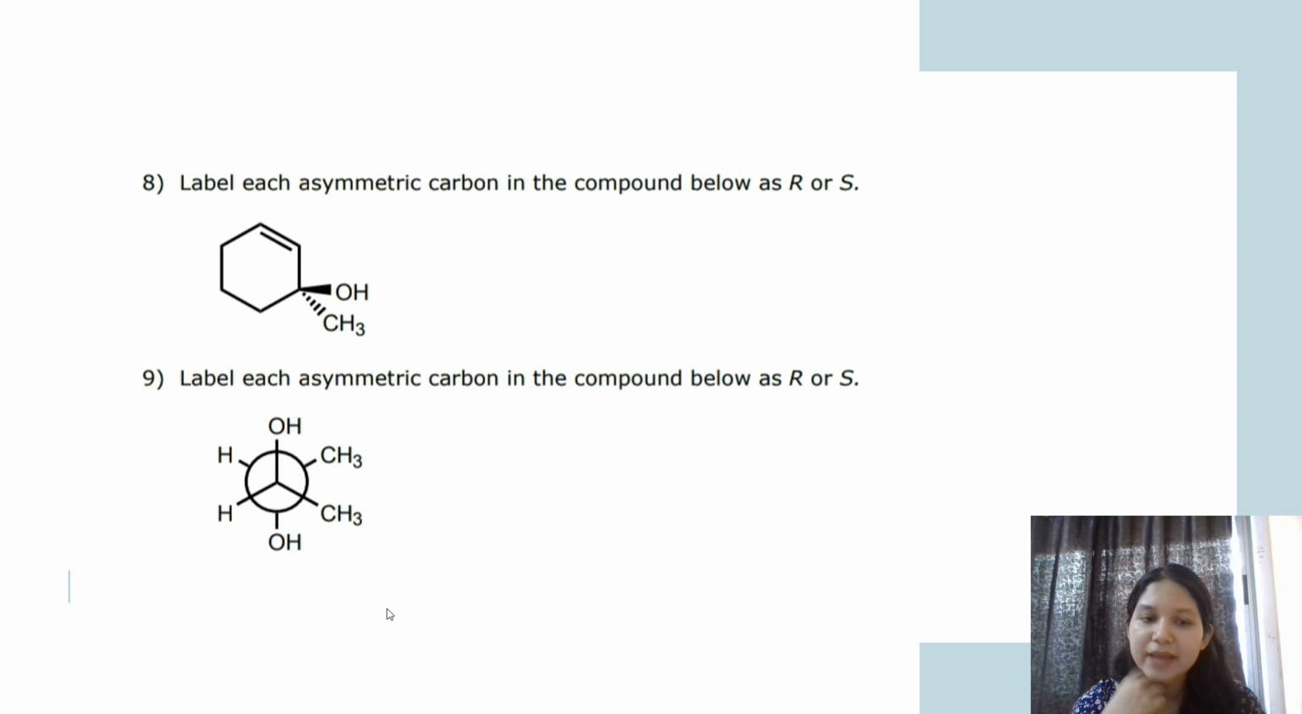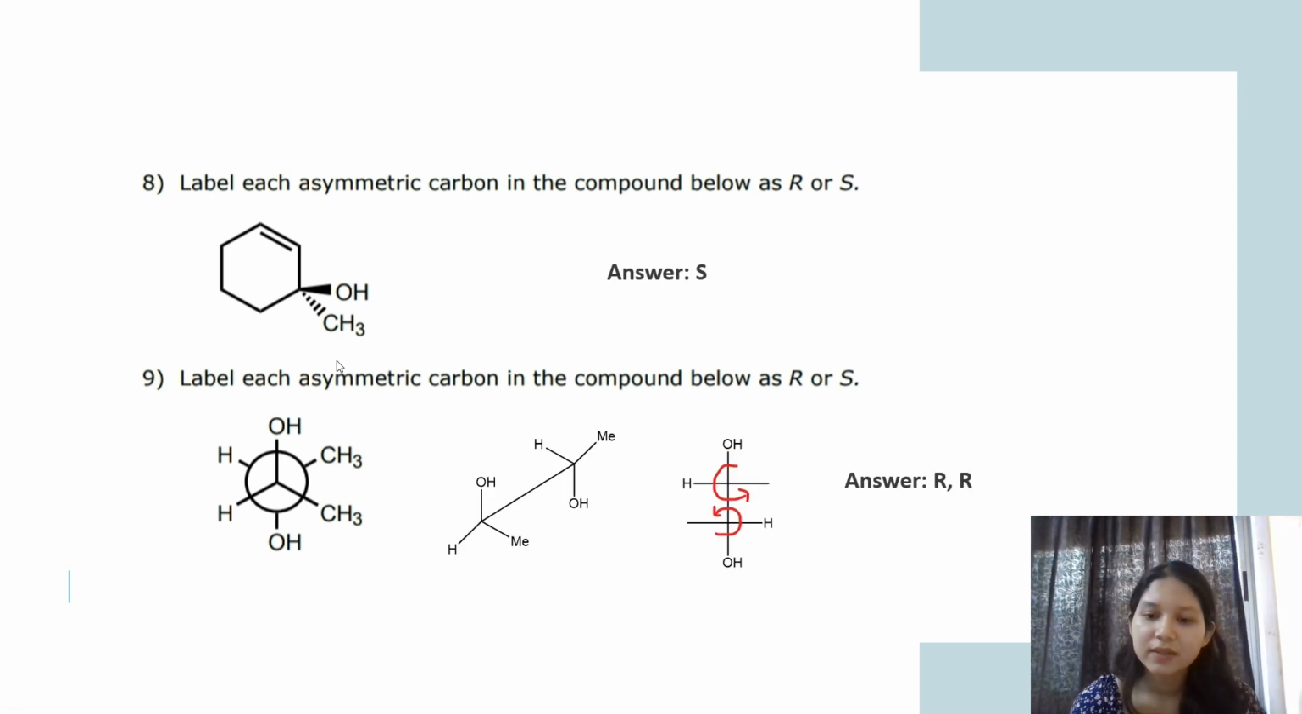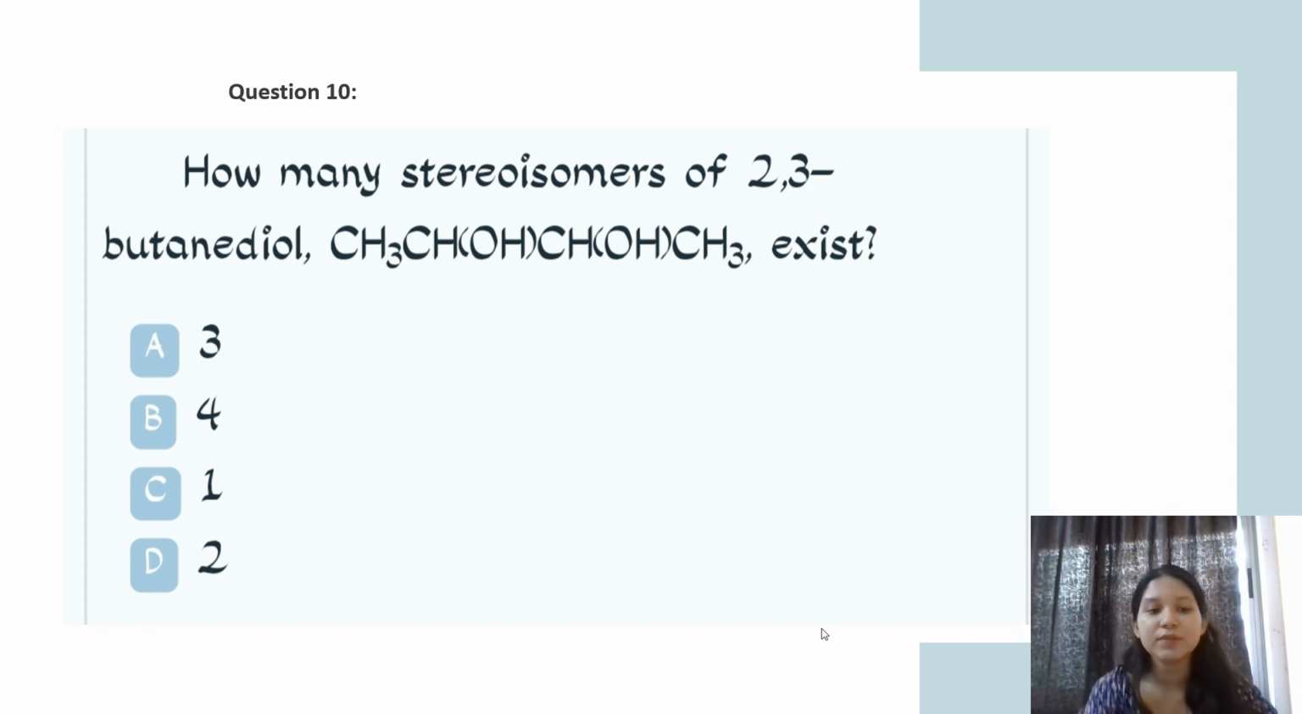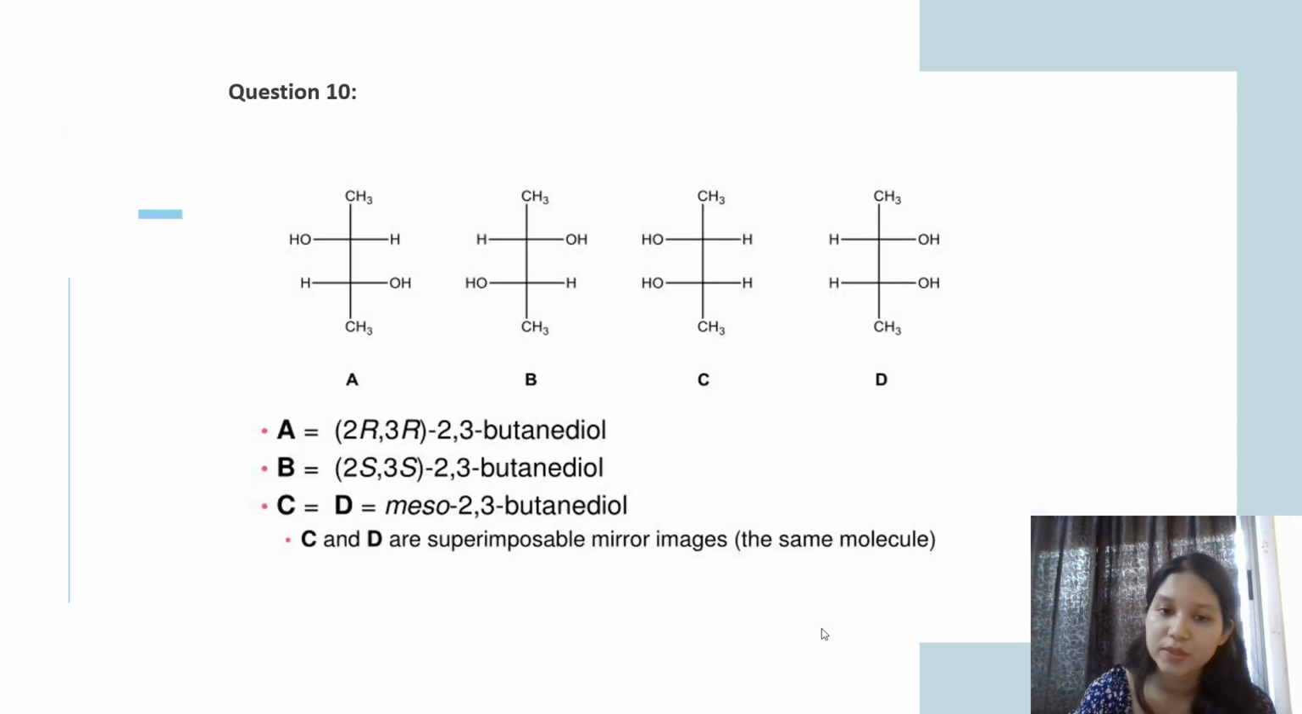Then we tried to assign the asymmetric carbons present in the compounds given, whether these are R or S, and we saw that the question 8 molecule was having S configuration, and for question number 9 the compound was having RR configuration. And then we moved to the number of stereoisomers possible for 2,3-butane diol, and we solved this question in a similar way as we did for question number 3, the tartaric acid question, and we found that it has 3 non-identical stereoisomers possible.